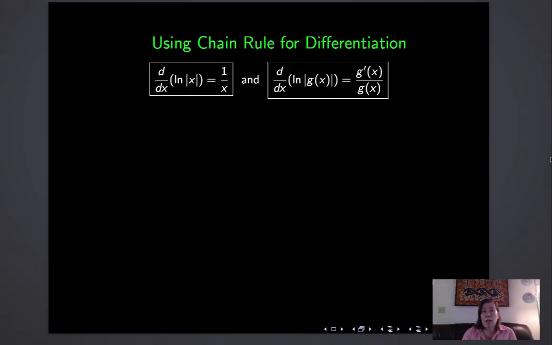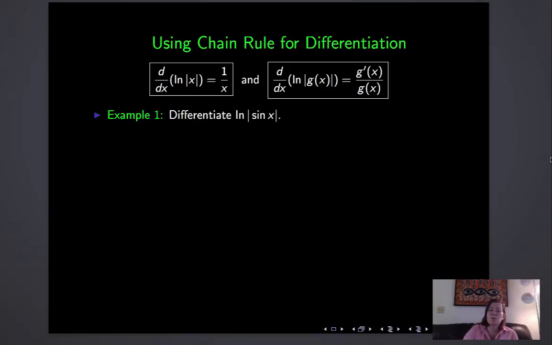Now we can also apply the chain rule for differentiation to our previous derivative rule. We get the derivative with respect to x of the natural log of the absolute value of g of x for any function g is going to be 1 over g of x times the derivative of what's inside that absolute value sign, g prime of x. Well, we can apply this, and rather than memorizing that rule, it's much easier to memorize how to apply the chain rule. Suppose we want to differentiate the natural log of the absolute value of sine x.